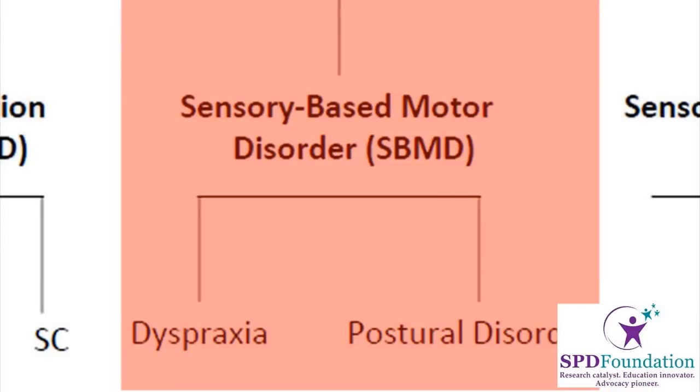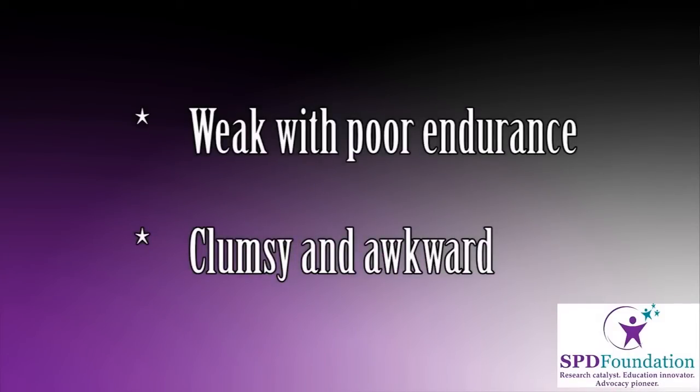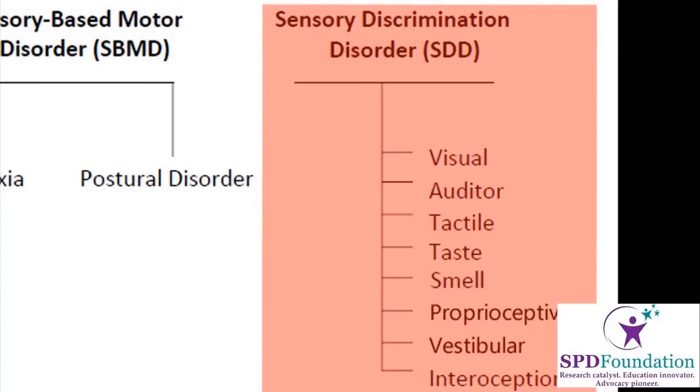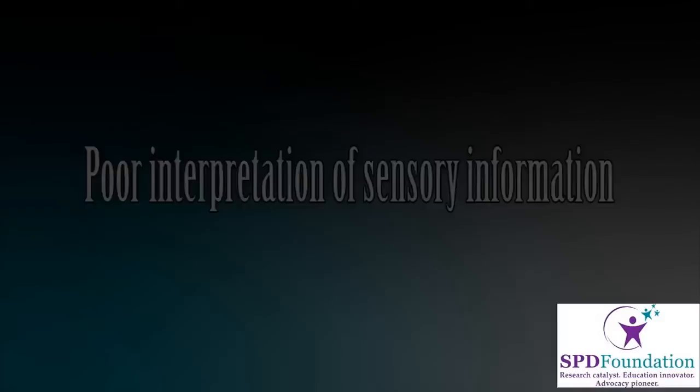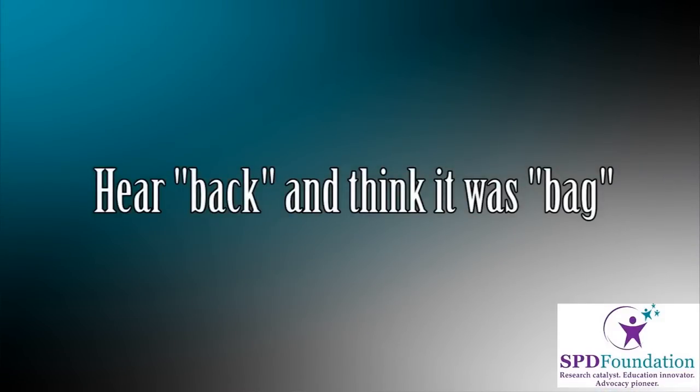The second primary pattern is sensory-based motor disorder, or SBMD. It is a problem with core muscle stability and moving gracefully while planning a series of movements. Basically, children with SBMD are either weak with poor endurance or clumsy and awkward. The third pattern, Sensory Discrimination Disorder, or SDD, is a problem with interpreting or giving meaning to sensations. If a person has SDD, they may see a B as a D, or hear the word back and think what was said was bag.